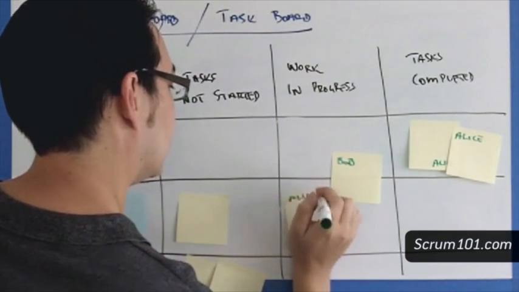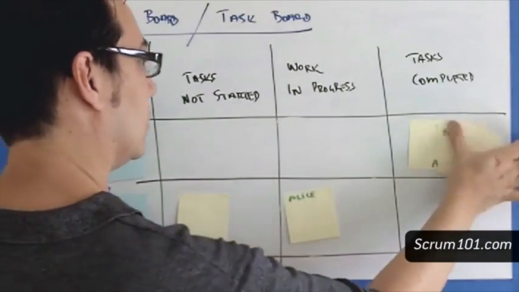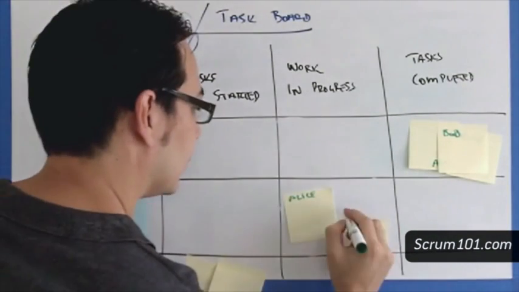Similarly, Bob may also have completed his work, and so he'll also move that into the completed column. He too takes a new task from the not started column and moves it into the work in progress column.